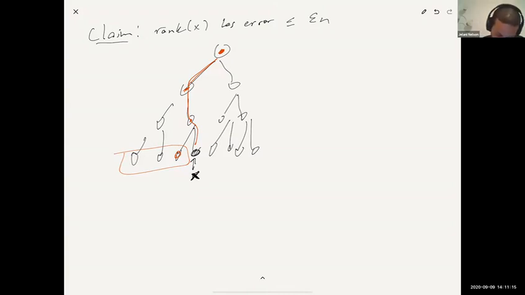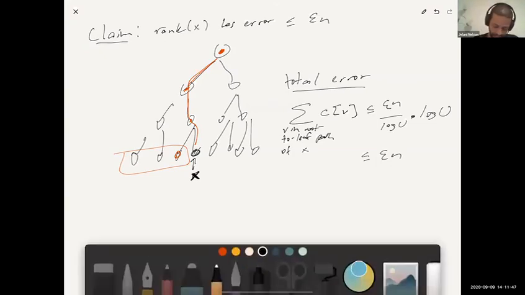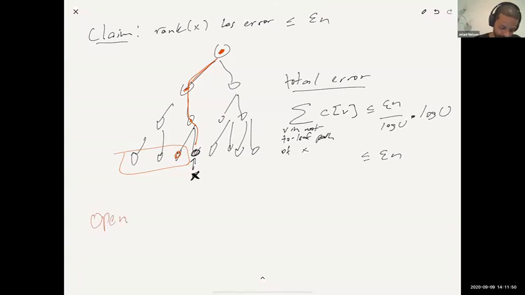So the total error is the sum over v in the root to leaf path of X of the counter v, which is at most epsilon n over log u times there are log u such v's. So this is at most epsilon n. Okay, so that's it. This is a very simple data structure. And I'll keep sprinkling open problems. Open: prove an omega of 1 over epsilon log u lower bound.